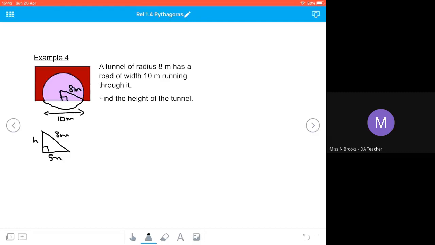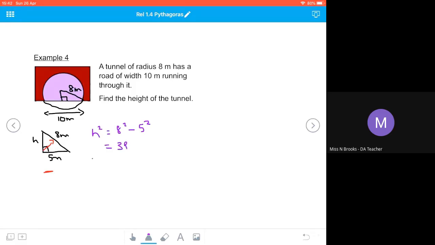Now, let's go to our right angle. We'll draw an arrow to the long side. We've got a value there, so we know that it's a subtraction. So we've got H squared equals 8 squared take away 5 squared. And that gives us a value of 39.